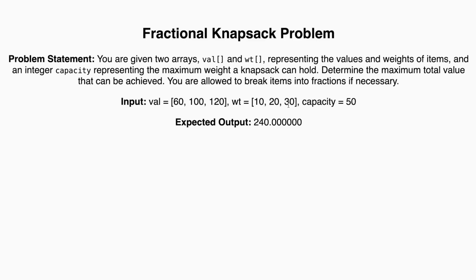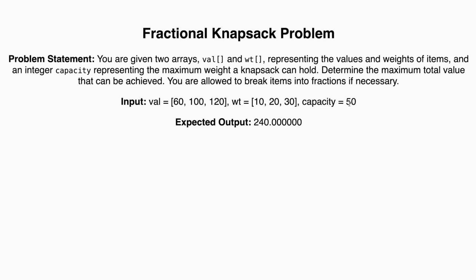But we want to choose the items in such a way that the total value taken in the knapsack is maximum. I hope you understood that. In this example, if I take the first and the second item in full, the total value will become 60 plus 100, which is 160. And now the remaining capacity in the knapsack would be 20. How? Because the weight of the first and the second item is 10 plus 20, which is 30.